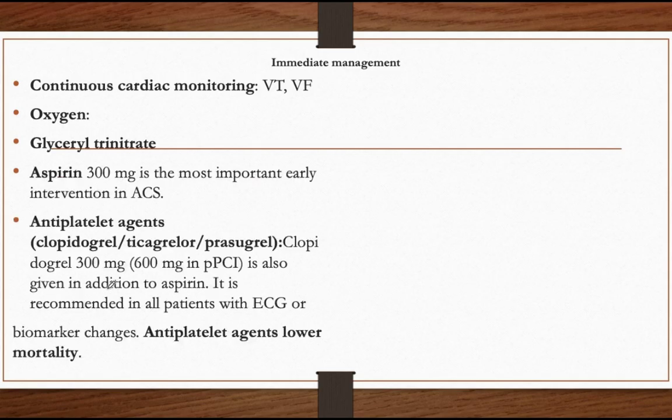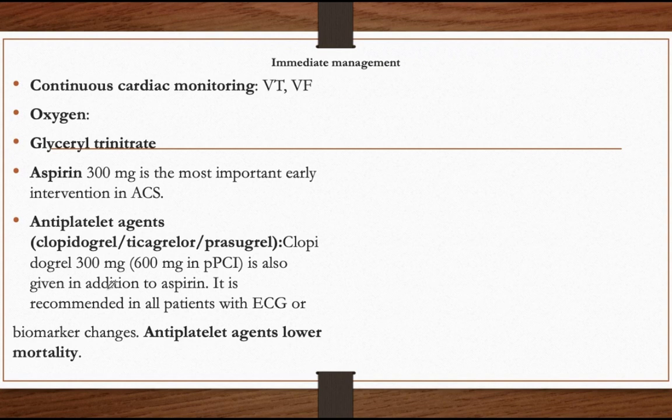Then we must give aspirin, 300 milligrams, which is the most important intervention in acute coronary syndrome. Why is aspirin the most important intervention? Because it lowers mortality. We also have to give antiplatelet agents such as clopidogrel, also prasugrel. We can give any of these. I will go for clopidogrel 300 milligrams before or whilst we transport the patient to a PCI center, in addition to the aspirin, because it also lowers mortality.